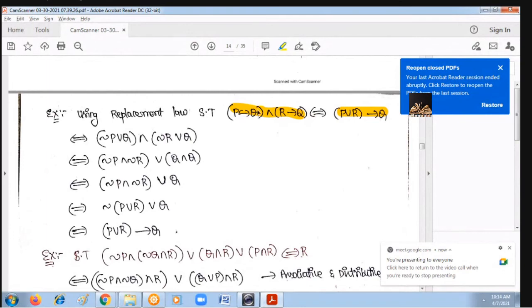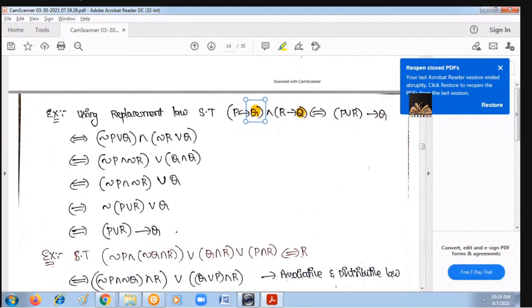When you observe here, the conclusion part is the same, that is, the second variable is the same. Whenever the second variable is the same, whatever the connective we have here will be changed. So here you have an AND connective, and that will change to an OR connective. Now it becomes P or R tends to Q. Let us take the LHS part and try to get the RHS part.